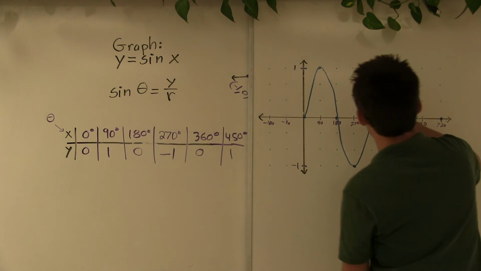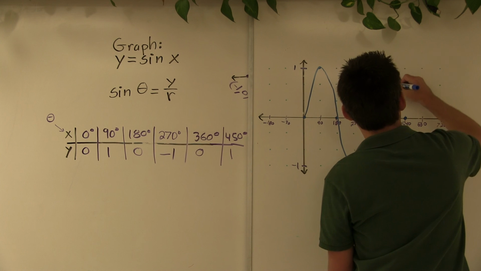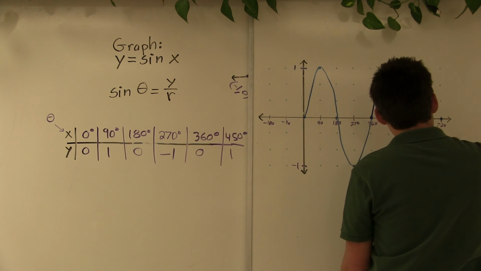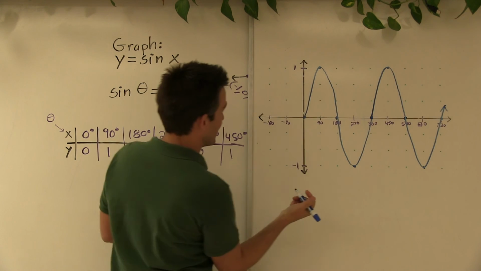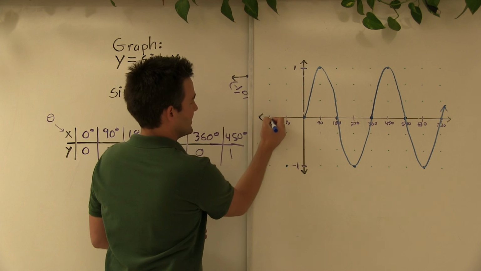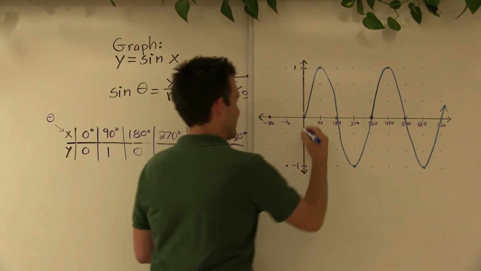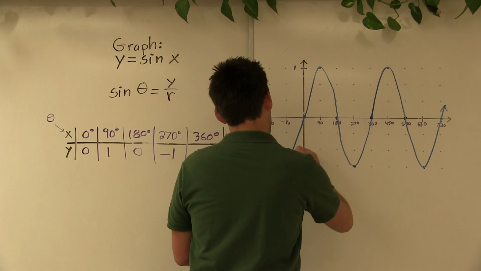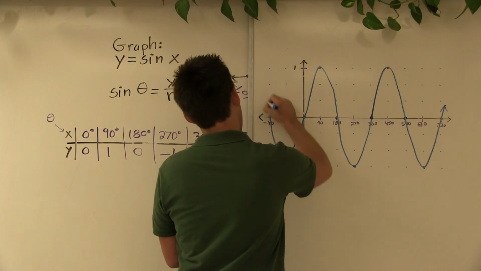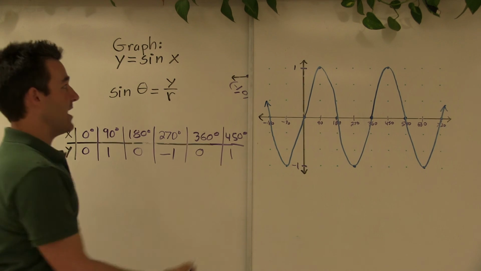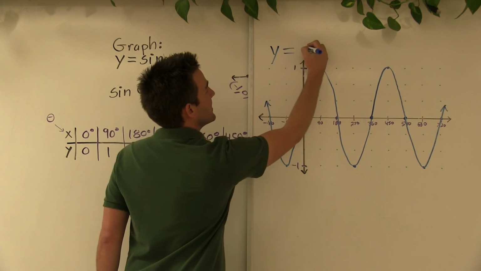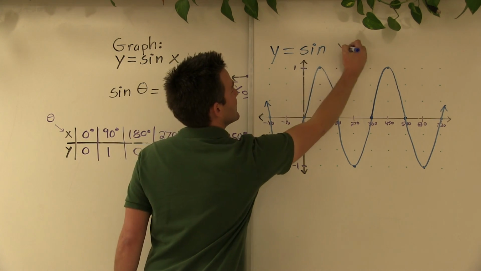And when we connect them, we can see that repeating pattern of sine. If we connect that pattern over here, just to get some stuff on the negative side of the x-axis, there we go. That's the graph of y equals sine of x.